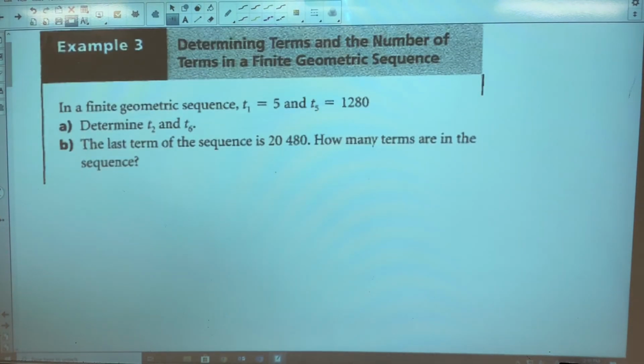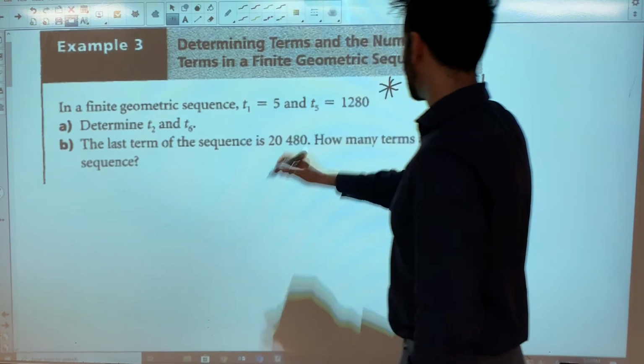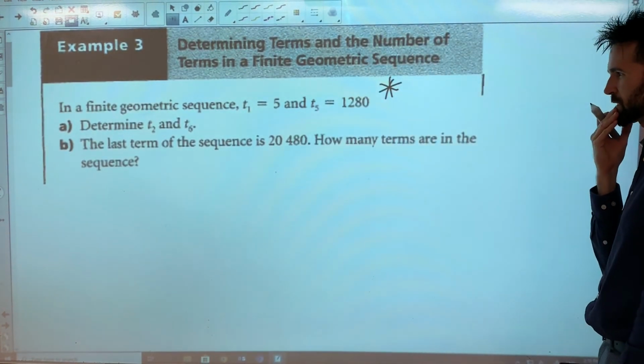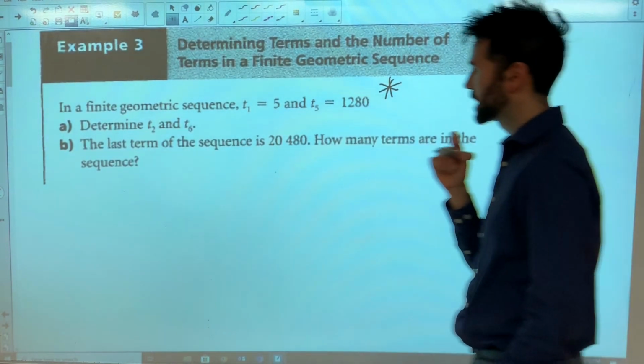Okay. This is a sort of a long one. So determining the terms and numbers of terms in a finite geometric sequence. First it gives us term 1 and term 5, and this is very similar. We had a question similar to this when we did the arithmetic sequences. We also know term 6 and term 2. So let's do that first.